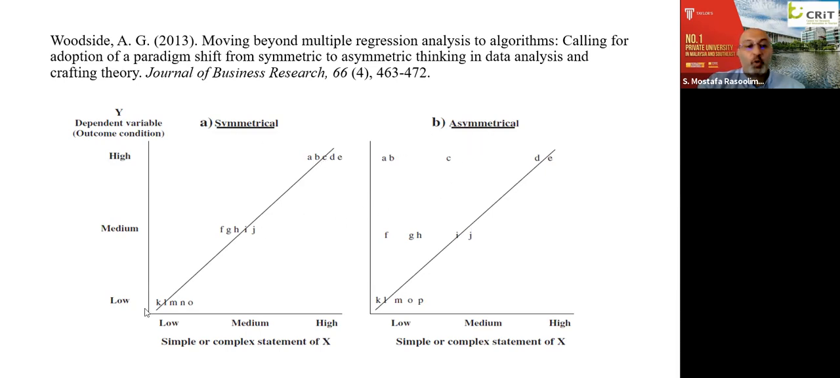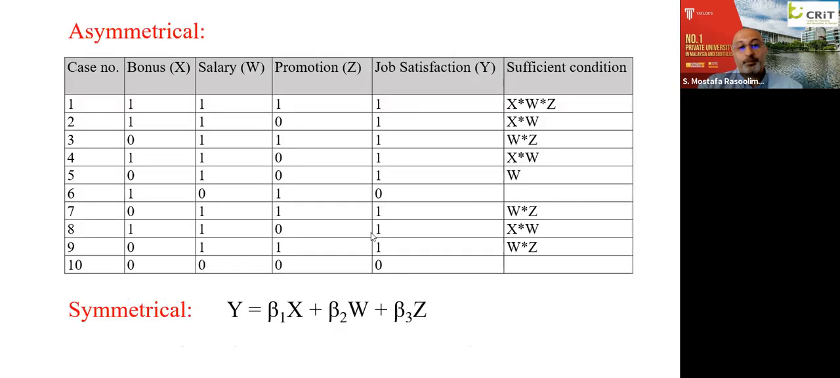In the symmetrical, regression-based approach, we can only identify and draw one regression line, and then a regression equation, so we can identify beta coefficients for different variables. But in the asymmetrical approach, we can identify different conditions that can generate a high level of outcome.